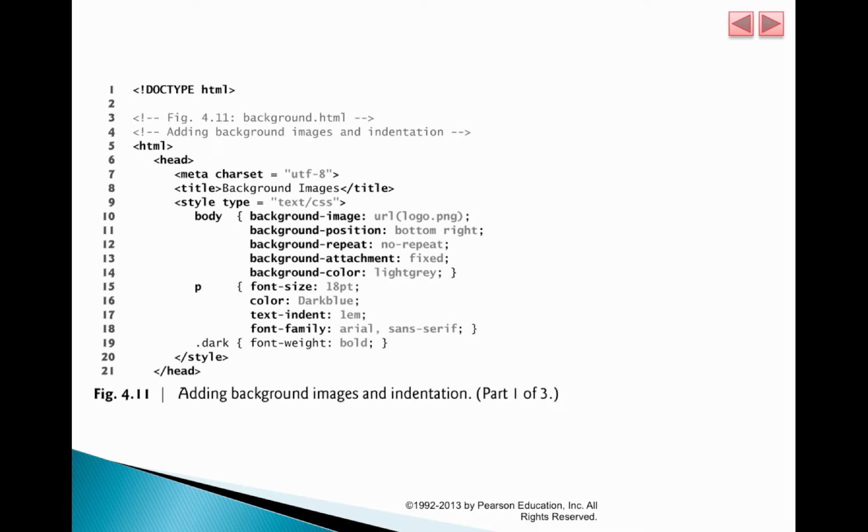It's a class called dark, and we know it's a class because it begins with a period, and then we say font-weight: bold. Going back to the body tag, line number 10, here we're specifying that we want a background image. We're specifying either the URL or the path to it. In this case, it's a local path in the same folder. So url, and within parentheses, the name of your file.